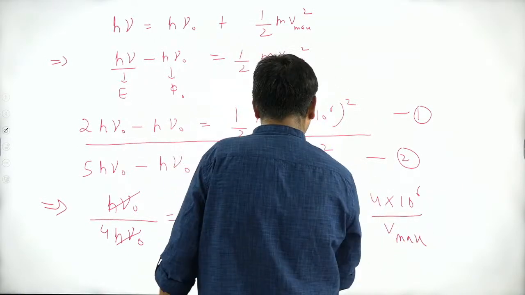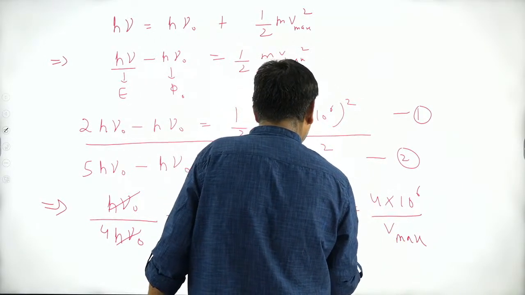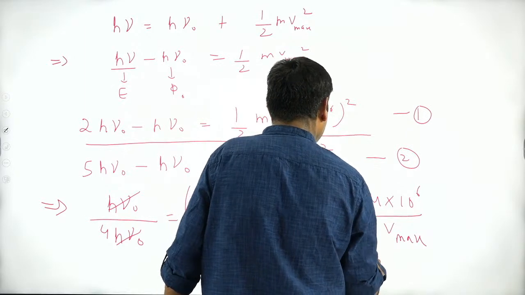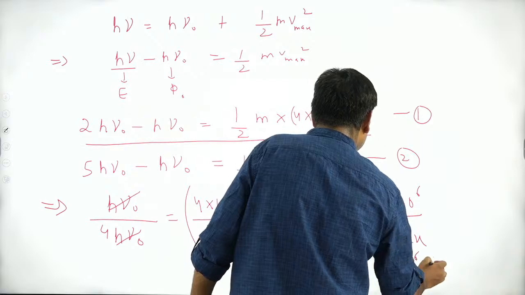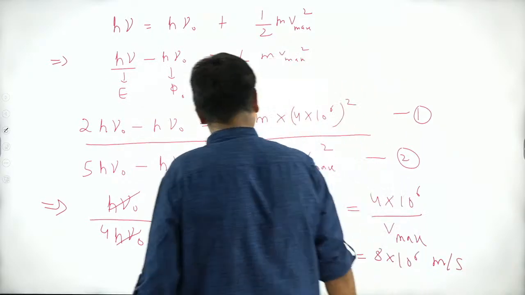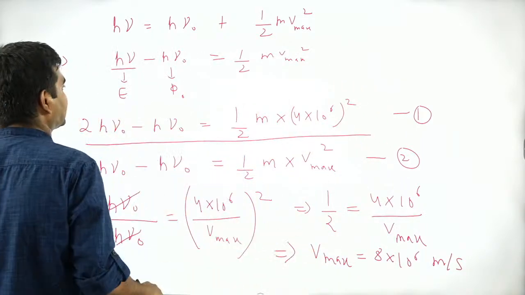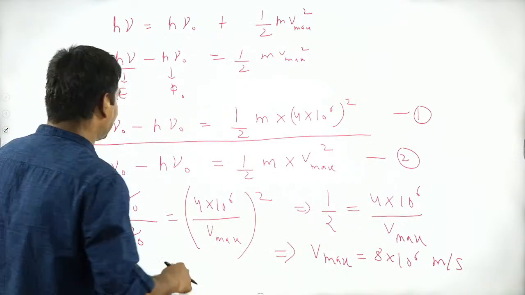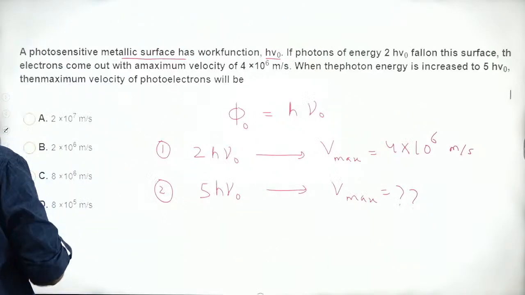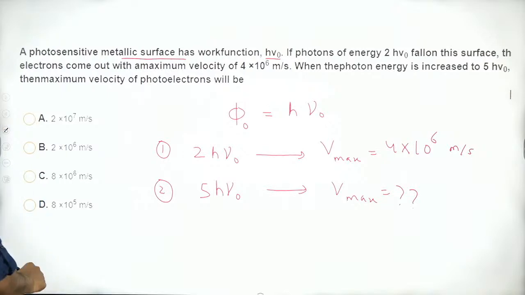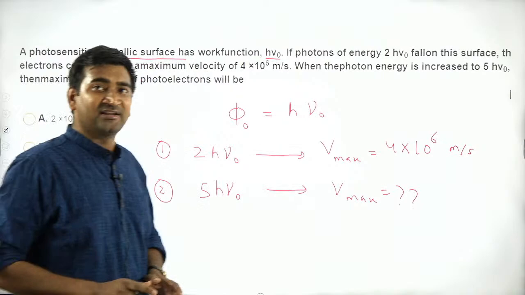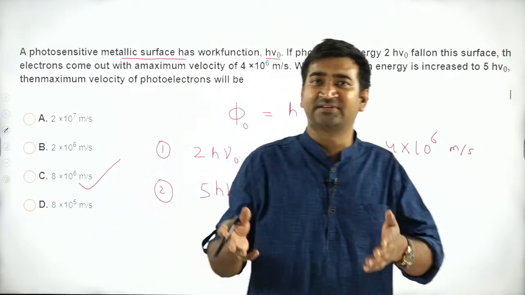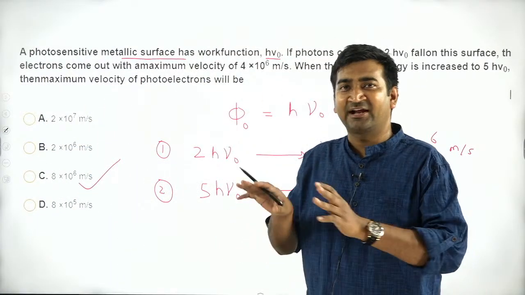And from here you are directly getting V max is how much, students? V max is 8 into 10 power 6 meter per second. So if V max is 8 into 10 power 6 meter per second, let's see any option is there like that or not. Yes, there is an option number C. So very good to all the students who have done this question themselves, before I coming to the answer.